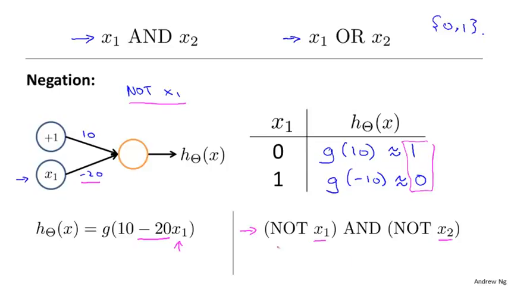Right? And so this logical function, not x1 and not x2, is going to be equal to 1 if and only if x1 equals x2 equals 0. So this is a logical function that says not x1, that means x1 must be 0, and not x2, that means x2 must be equal to 0 as well. So this logical function is equal to 1 if and only if both x1 and x2 are equal to 0. And hopefully you should be able to figure out how to make a small neural network to compute this logical function as well.